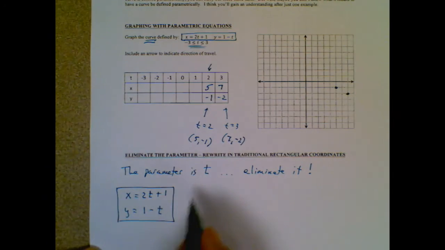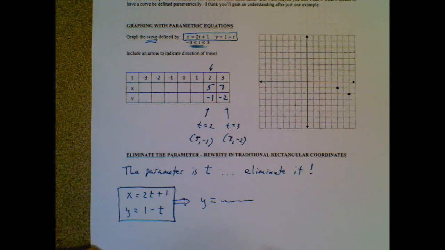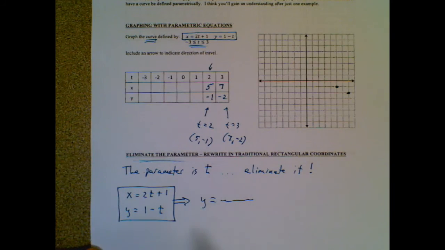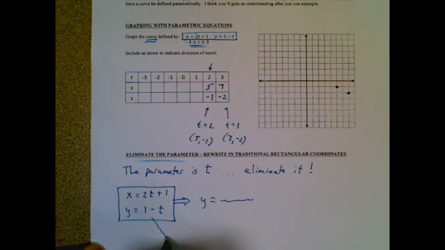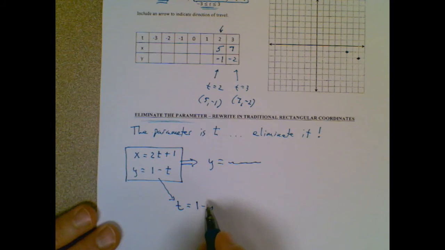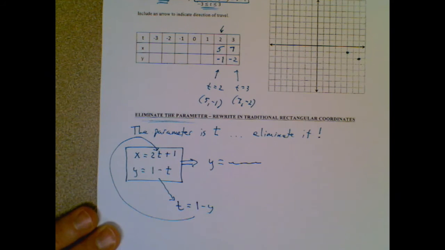Well, if I want to turn this into some version of y equals blah, blah, blah, which is fancily called eliminating the parameter, I'm going to use the algebra technique of substitution. I look at this and I say, hey, if y equals 1 minus t, couldn't I also rearrange that and say t equals, let's see, move the t over, 1 minus y. And if t equals 1 minus y, couldn't I take that and substitute back into that equation?